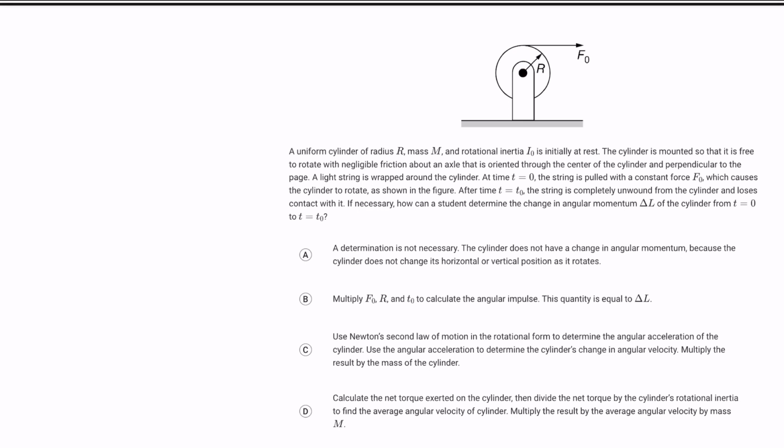At time t equals 0, the string is pulled with a constant force F0, which causes the cylinder to rotate. As shown in the figure, after time t, the string is completely unwound from the cylinder and loses contact with it. How can a student determine the change in angular momentum delta L of the cylinder from time 0 to time t? Great. We are looking for delta L, which in other words is called the impulse.